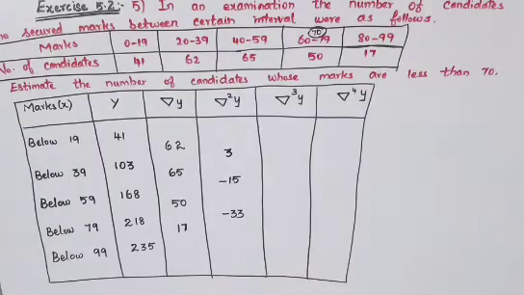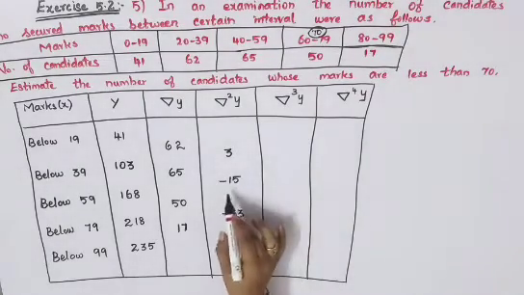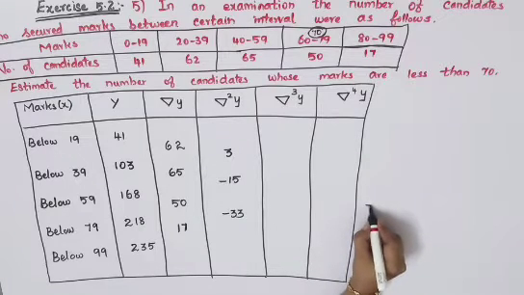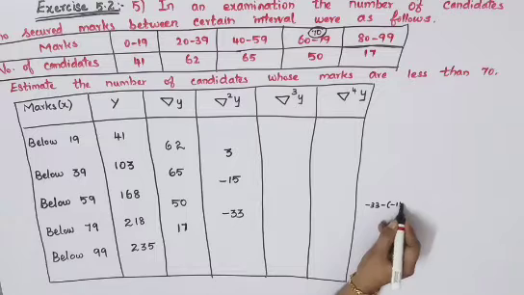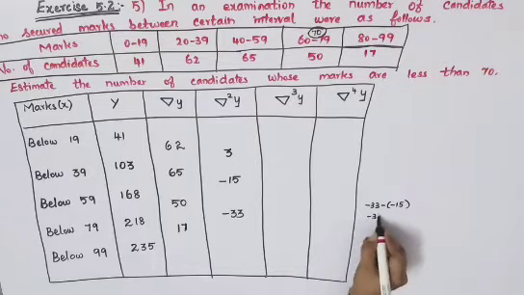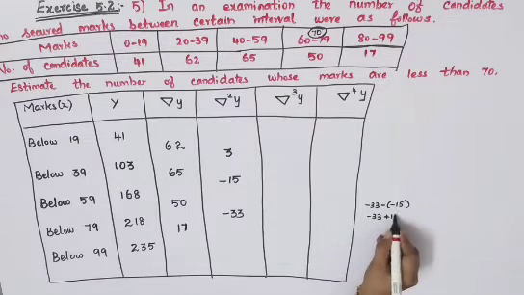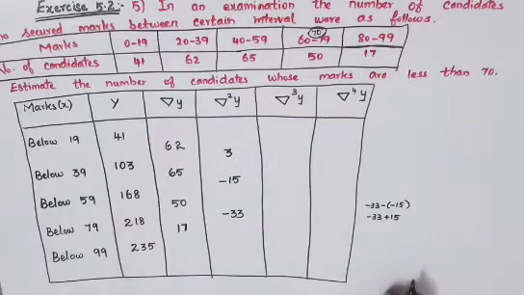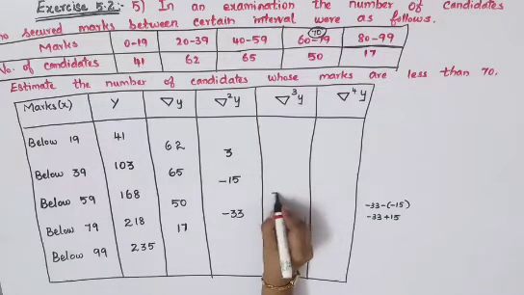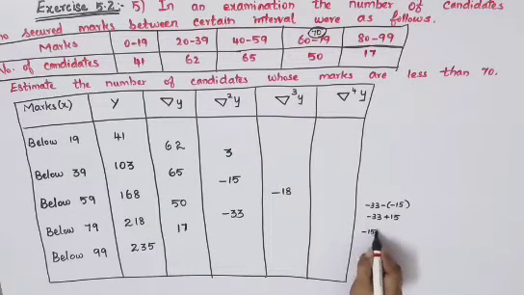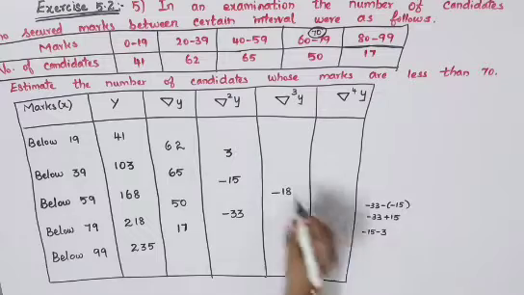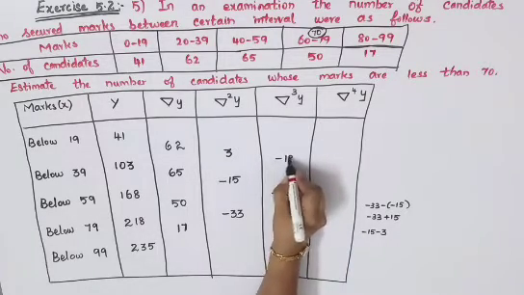The next one is nabla cube y. Minus 33 minus of minus 15. If you want, write it here. So I'll get minus 33 plus 15. Your answer will be minus 18. Then minus 15 minus of 3. So minus 15 minus 3. You'll get it as minus 18.